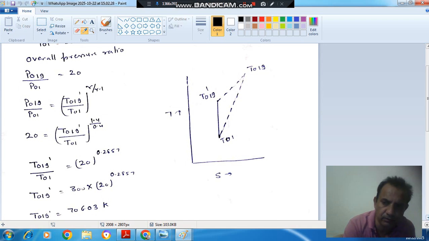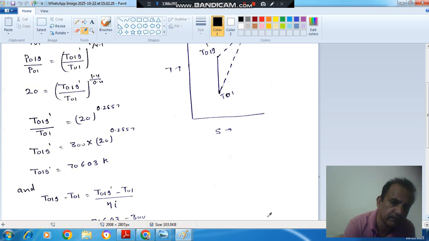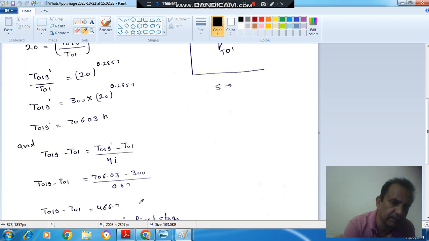Isentropic efficiency is given, so we can find out the actual temperature rise. T019 dash minus T01 divided by isentropic efficiency is your actual temperature rise. So this is 706.03 and this is 300. So T019 minus T01 comes out as 466.7. So this is your actual temperature rise.